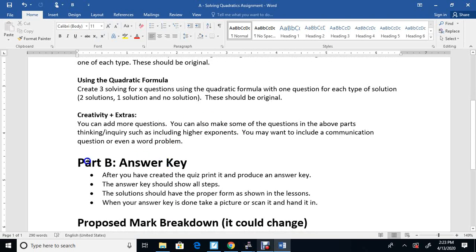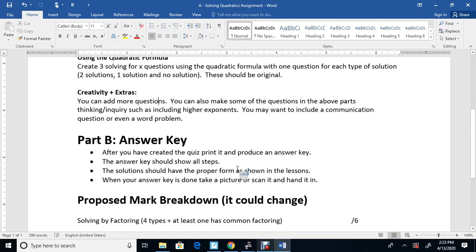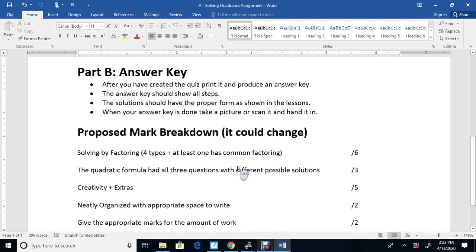Now part B, answer key. After you've created the quiz, print it and produce an answer key. The answer key should show all steps. The solution should have proper form as shown in the lesson, so you follow the same steps. When your answer key is done, I want you to either print it, take a picture of it, or scan it and hand it in.